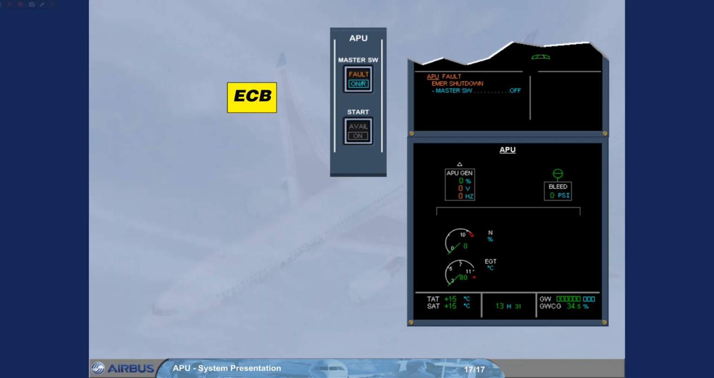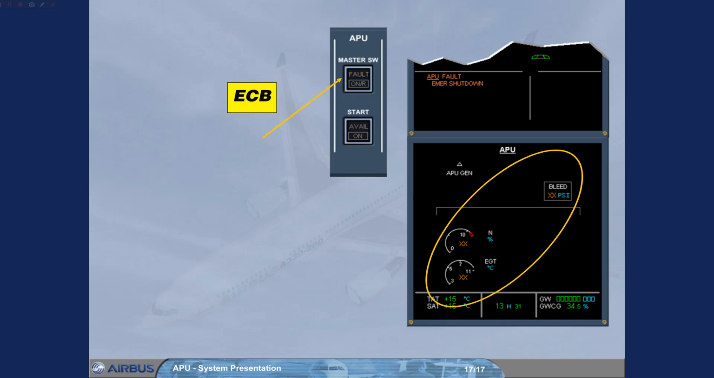Notice that, in both cases of shutdown, the ECAM action is to set the master switch to off, in order to switch off the fault light and to de-energize the ECB.